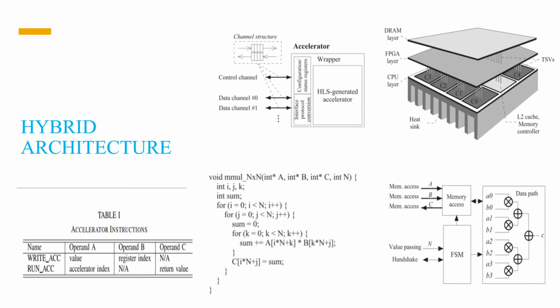A typical call to an accelerator has two steps. One is the CPU uses the write instruction to write accelerator registers, and two is using the run ACC instruction to start the accelerator and receive the execution result. During the instruction execution, an accelerator may access memory through the CPU data cache. Meanwhile, the CPU waits until the accelerator finishes, unless a translation lookaside buffer, TLB, miss occurs.